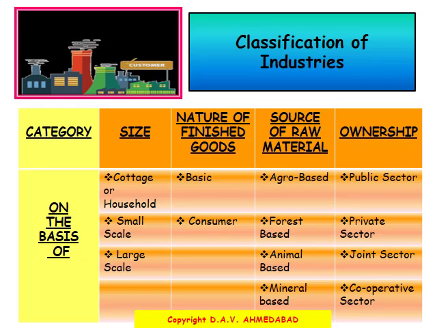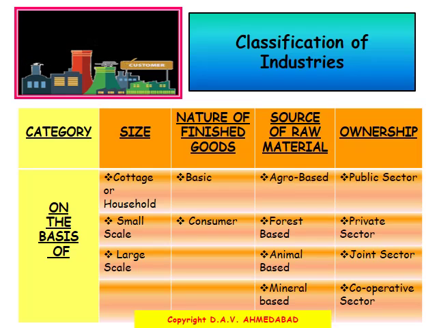As you can see, students, there is a table given below. Yes, it is the classification of industries. Now, industries are classified on the basis of their size, nature of finished goods, source of raw material, and ownership. Let's see the first one. Industries on the basis of size are cottage or household industry, small scale industry, and large scale industry.